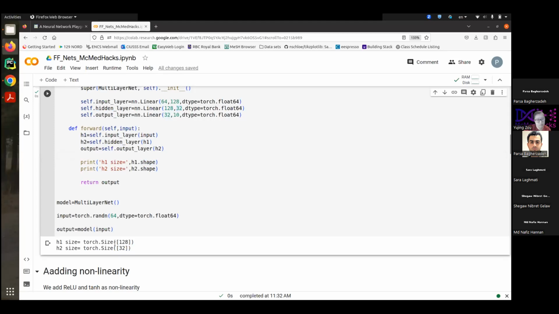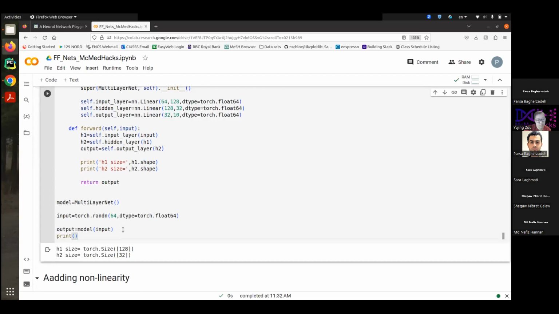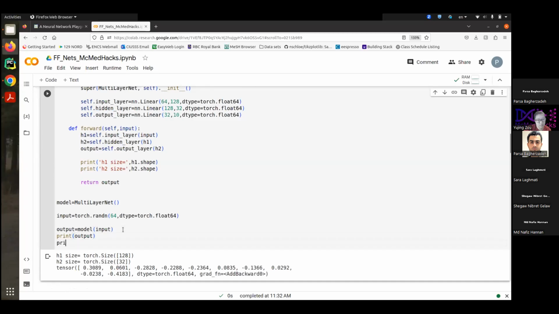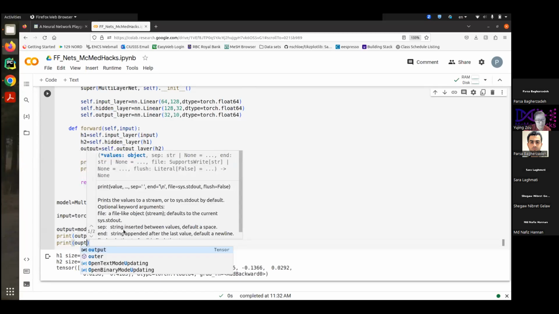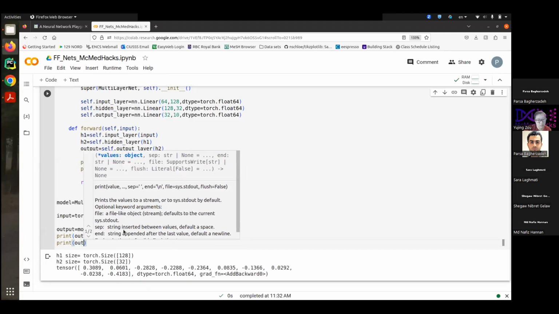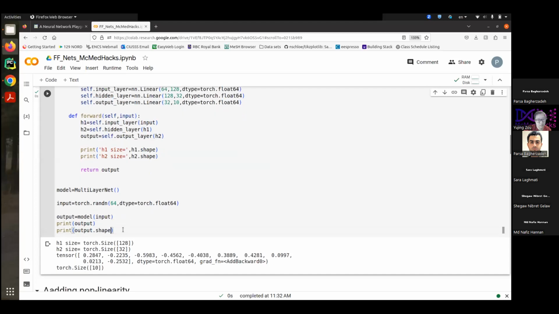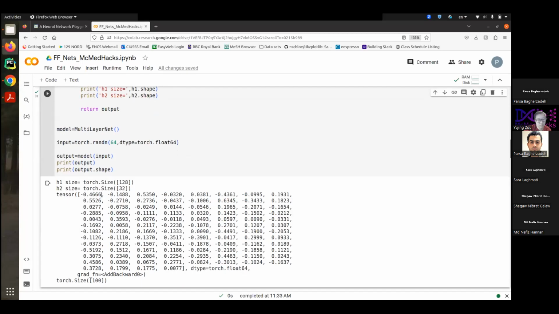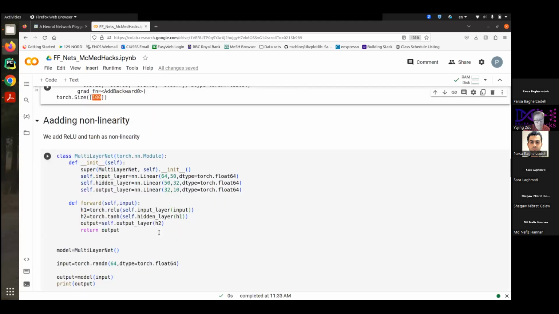Okay, and again, I can print my output. This is my output, and I can print its shape, output.shape. You see the shape is 10. This is what I intended. Here I can change the shape to 100, and the shape would be 100. You can see that I have a bigger output with more dimensions. So now I'm presenting these materials with the same steps that I had during the tutorial.